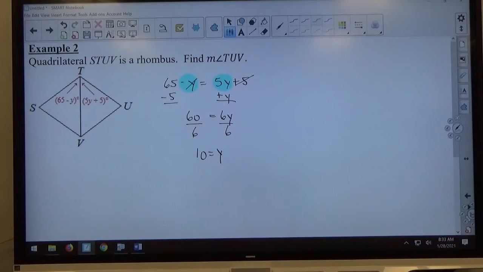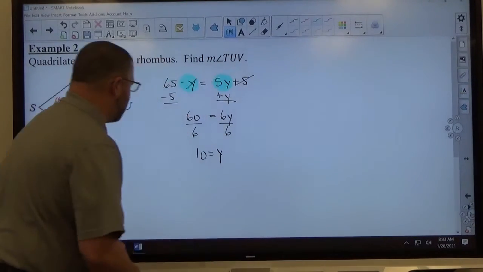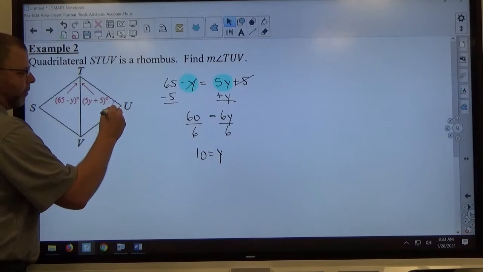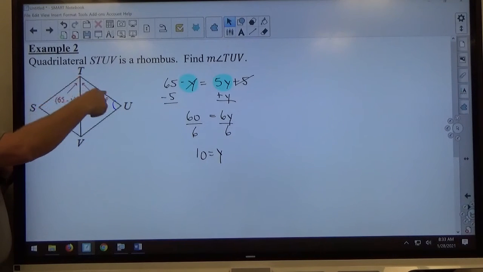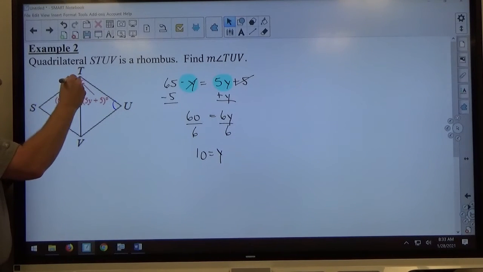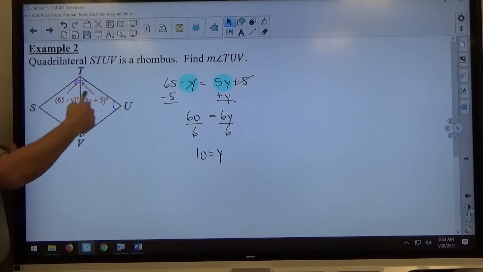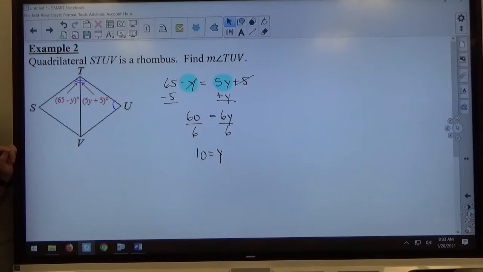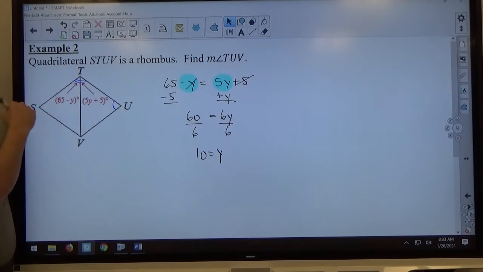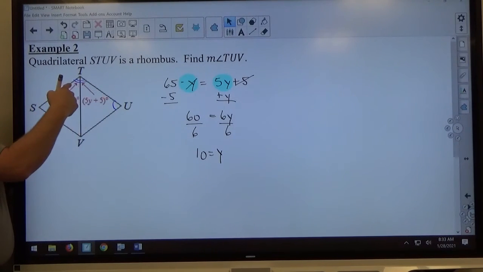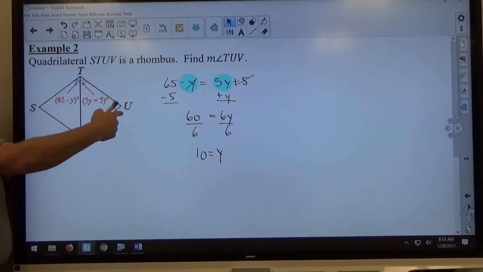Okay. Now, my task, of course, is not to find what y equals. My task is to find out how big this angle right here is, TUV. All right, what I know about a rhombus is it's also a parallelogram. These sides are parallel, these sides are parallel. These parallel sides cut by this transversal mean that this angle up here and this angle down here are supplementary to one another, right? So in a rhombus, we have consecutive angles being supplementary. So if these two angles add up to 180, if I can figure out how big this angle up here is, I can then figure out how big that angle down there is.